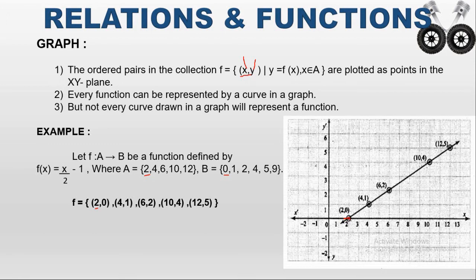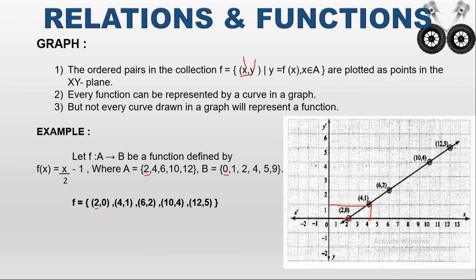What is the second ordered pair? 4 comma 1. The x value is 4 and the y value is 1. You have to move to the right side of the 0, so you will be here at the 4. What is the y value? The y value will be 1. So from x you have to move 1, and you reach here. So this is 4 comma 1.